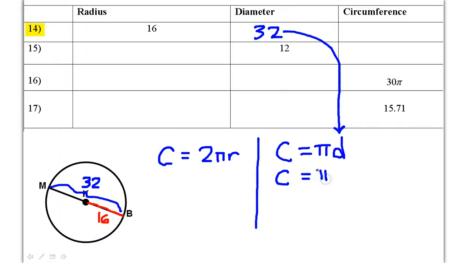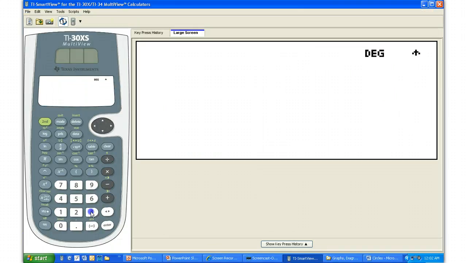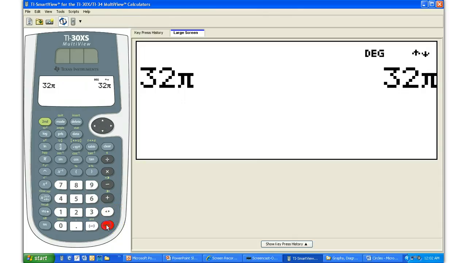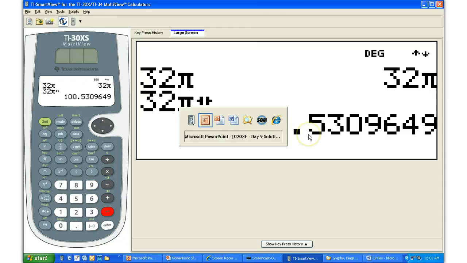So if I just put it right in there, that would become pi 32. But of course, we'll be more comfortable if we write 32 pi. Alright, so no matter what we do, 32 pi is going to be the answer for circumference. Now we could convert that to a decimal if we wanted to. Let's see, 32 pi. So as a decimal that would be 100.5.